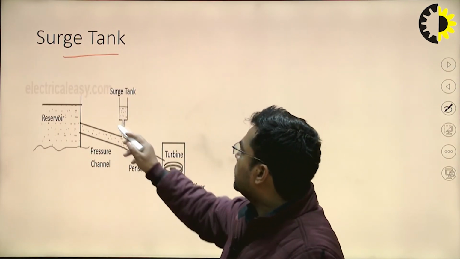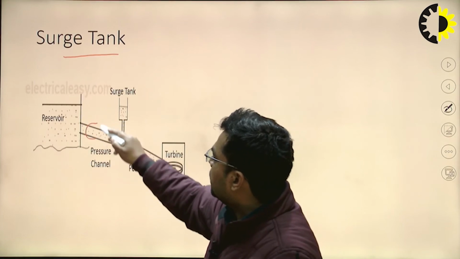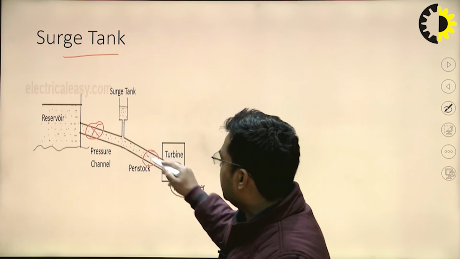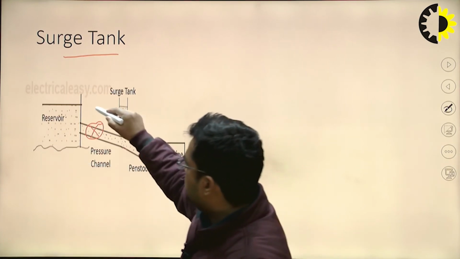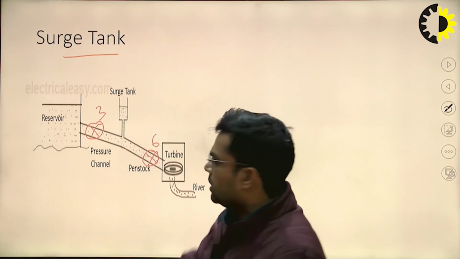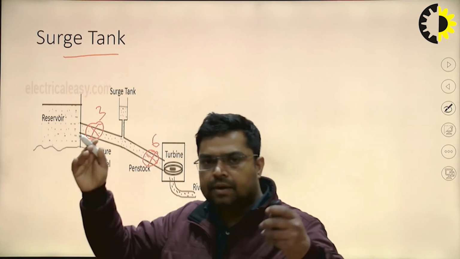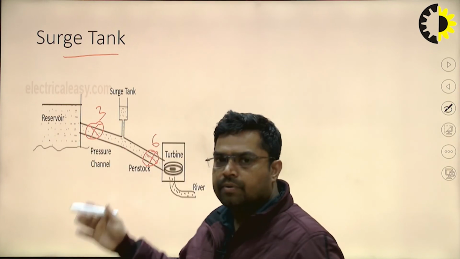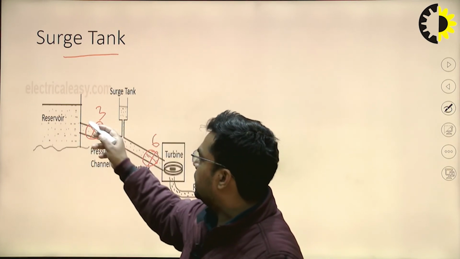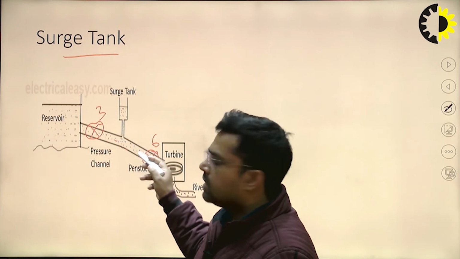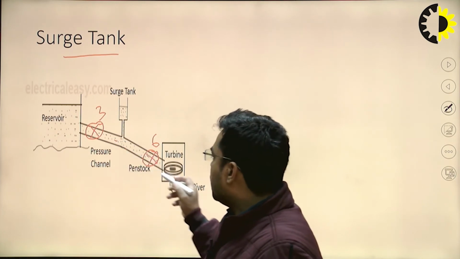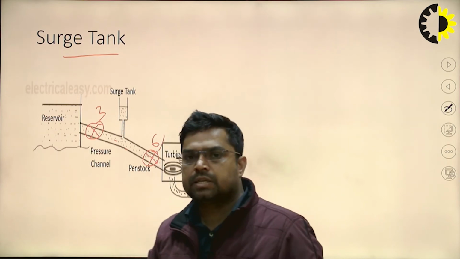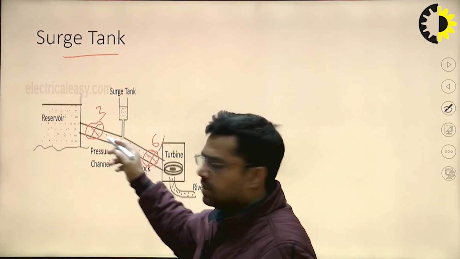The surge tank is placed in between the control gates, meaning this water gate and this water gate. We have seen, I hope, number 3 and number 6. In between them, a tank will be placed. Basically, sometimes we close this gate, but some water is still present in this pipe, or sometimes we close gate number 6, so some water will be here.